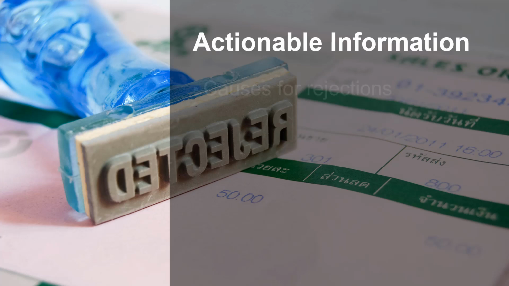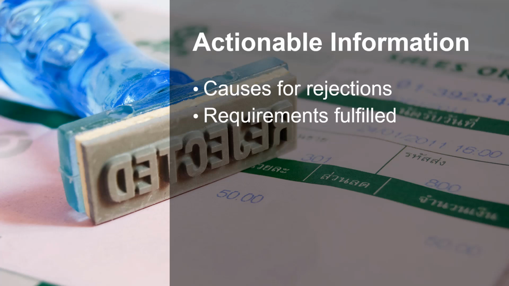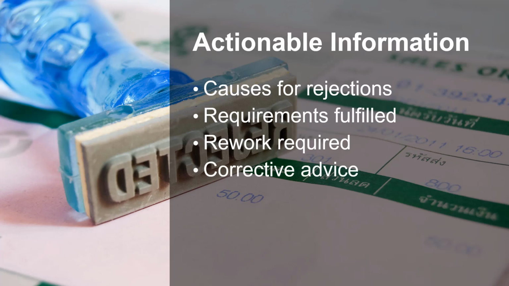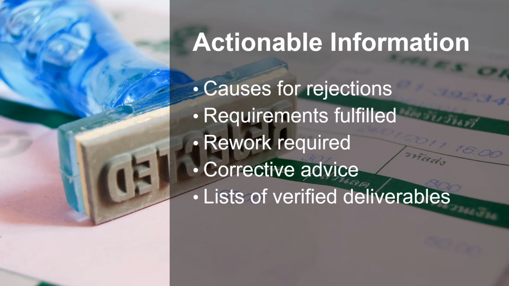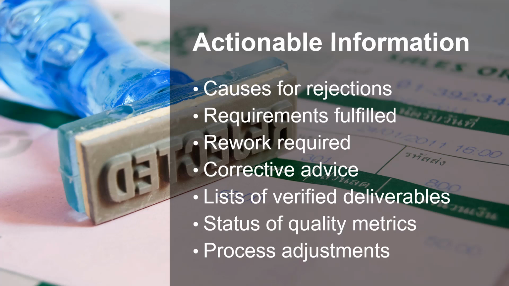For example, what are the primary causes for rejections when the customer does not accept a deliverable? To what extent are requirements fulfilled? How much rework is required? What corrective action should we recommend in a change request? What verified deliverables do we have at this time? To what extent do the verified deliverables meet the quality standards we must measure against? And what process adjustments are advisable to remove impediments to progress and improve efficiency? In order to have actionable information, we need quality metrics to measure performance according to quantifiable goals.